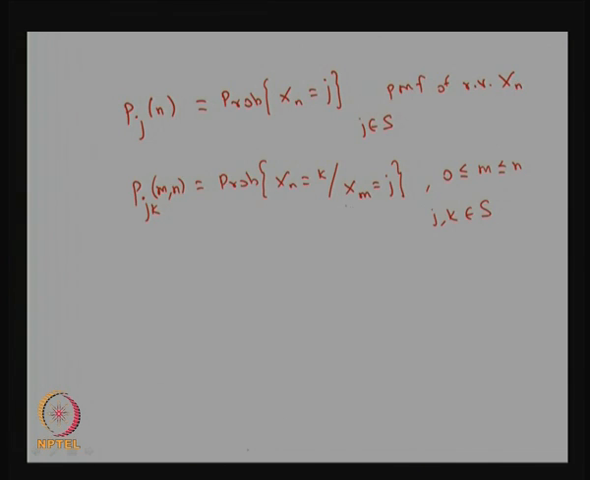at the mth step the system was in the state j, and at the nth step the system is in the state k, and this is a conditional probability with the two arguments m comma n. So, this is a probability that the system makes a transition from the state j at step m to the state k at step n, and this is called a transition probability function of the discrete time Markov chain.